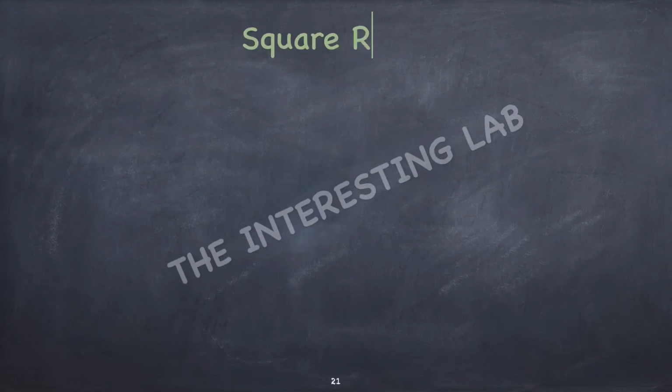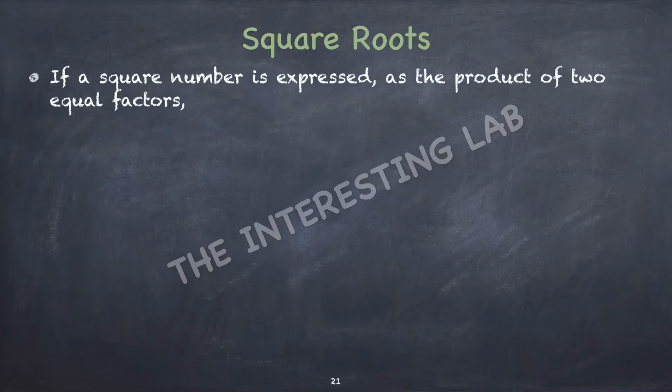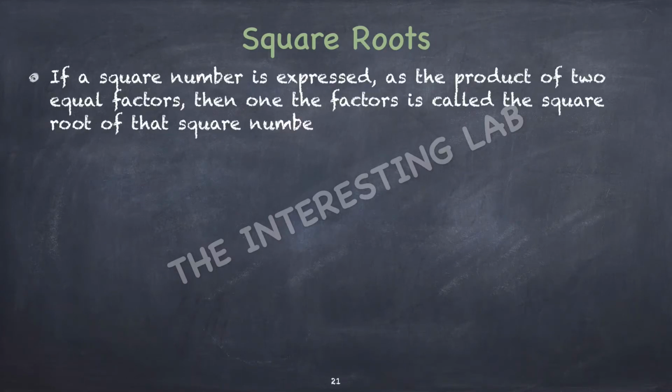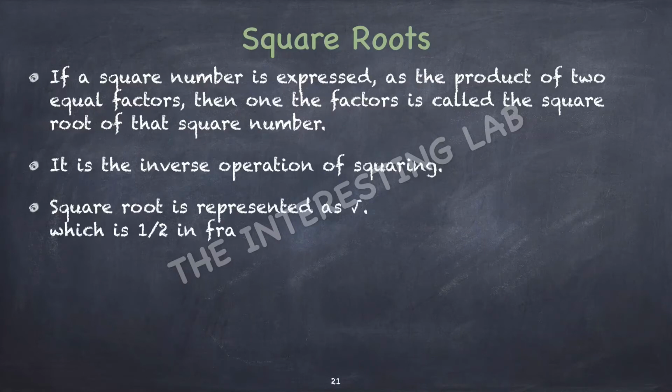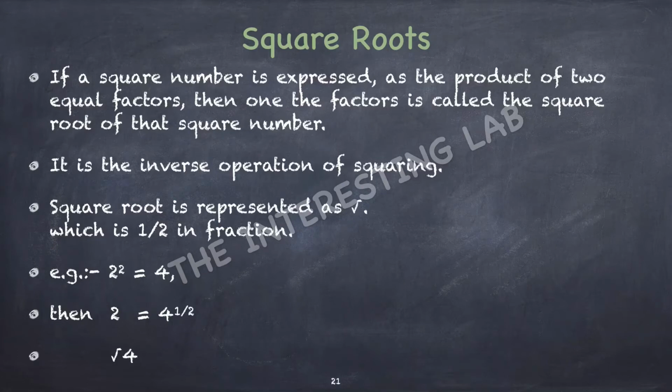Square roots. If a square number is expressed as the product of two equal factors, then one of the factors is called the square root of that square number. It is the inverse operation of squaring. Square root is represented by this symbol, which is 1 by 2 in fraction. E.g. 2 square equals 4. Then, 2 equals 4 power 1 by 2. Therefore, root 4 is equal to 2.